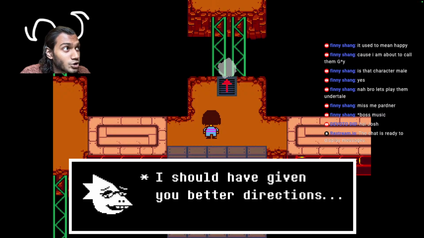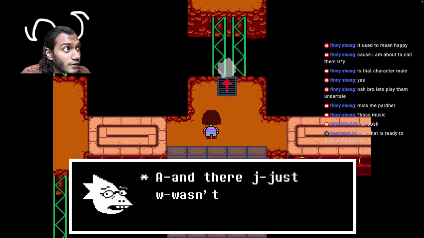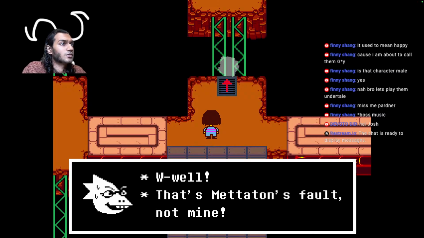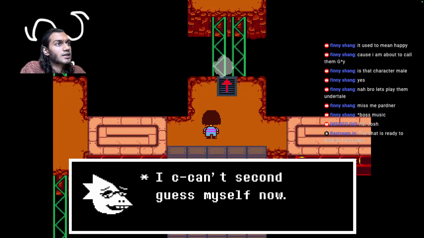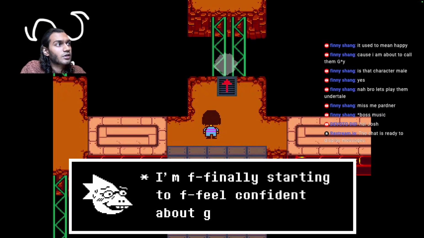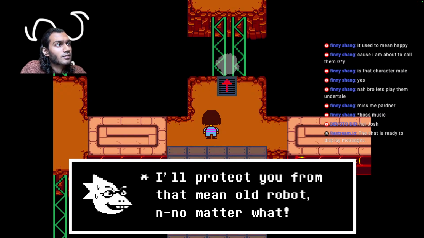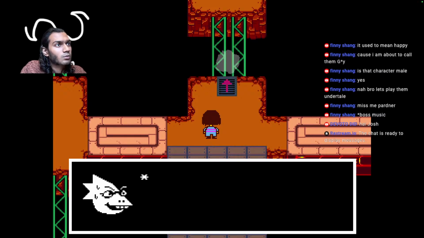Okay. I should have given you better directions, and there just wasn't enough time. Well, that's Mettaton's fault, not mine. I can't second guess myself now. I'm finally starting to feel confident about guiding you. I'll protect you from that mean old robot no matter what. If I have to, I'll even turn. Bro.